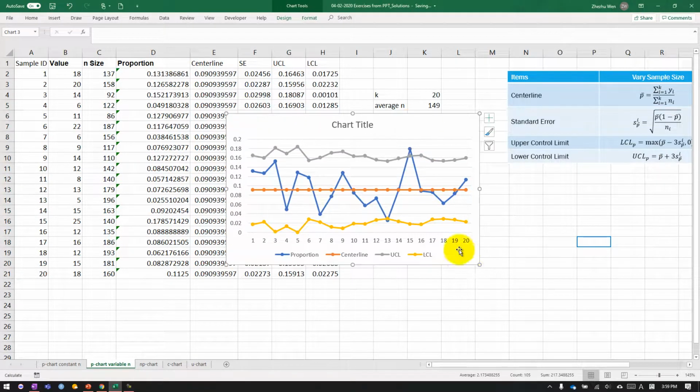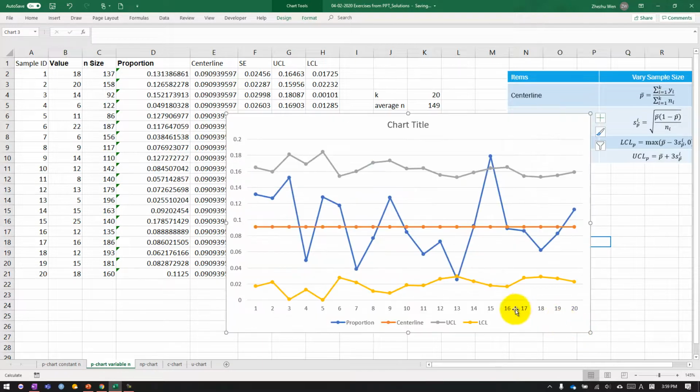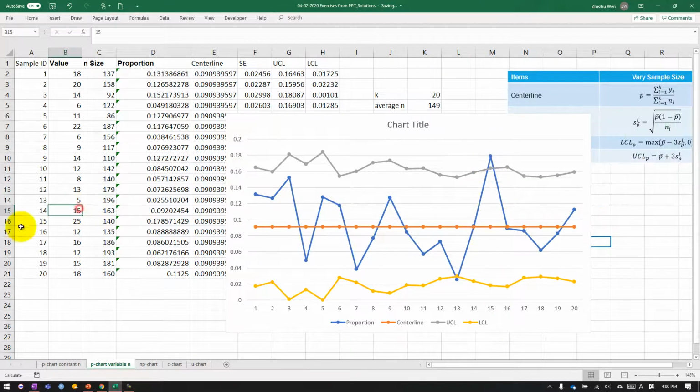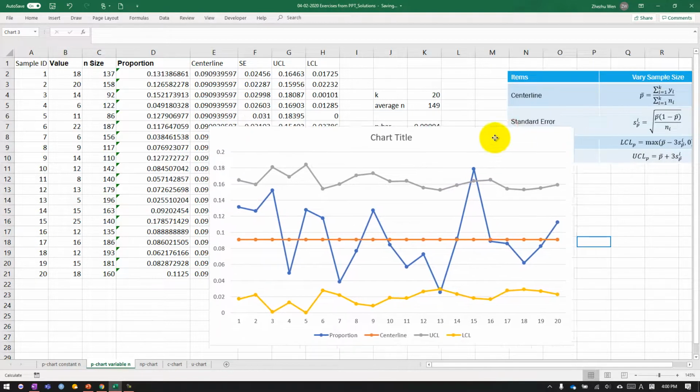This is what it is. Okay, it uses various control limits. As you can see, the control limit is different from sample to sample, and this is our center line, and the blue indicates the actual proportion observed. It looks like at sample 15 it went out of control. We need to identify what happened in 15. That is more of a managerial problem, but I think we can move on.